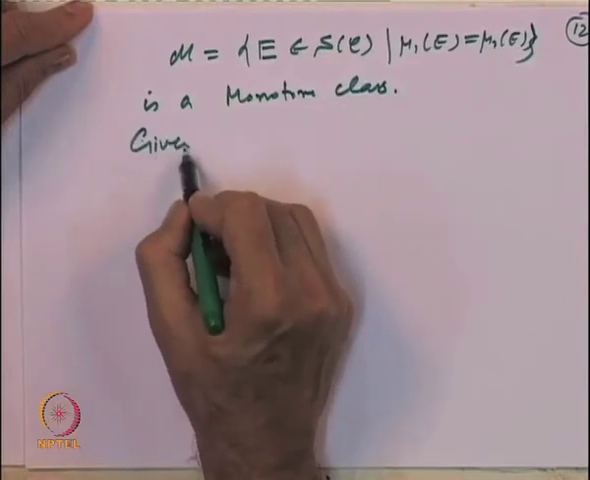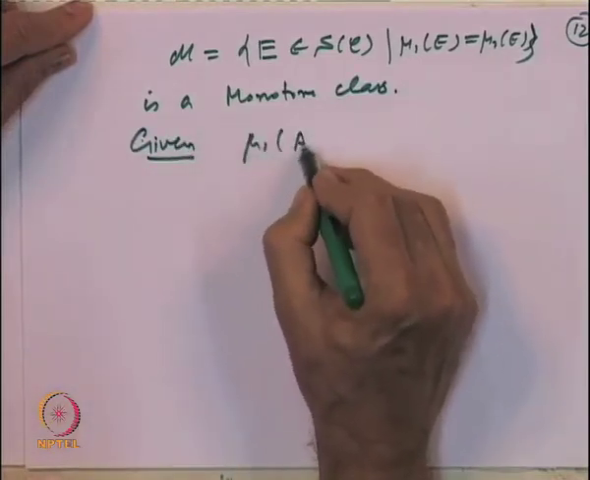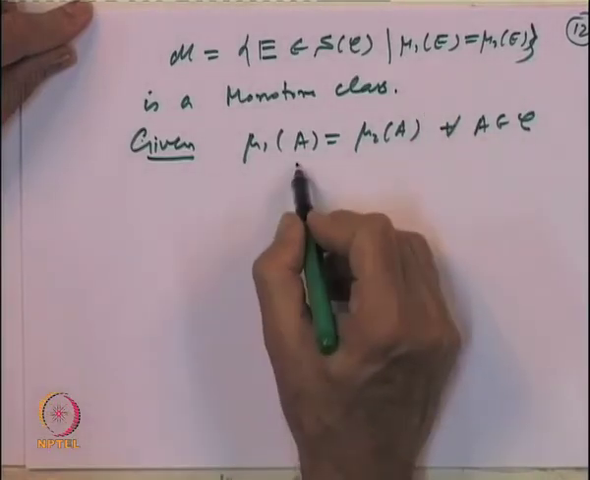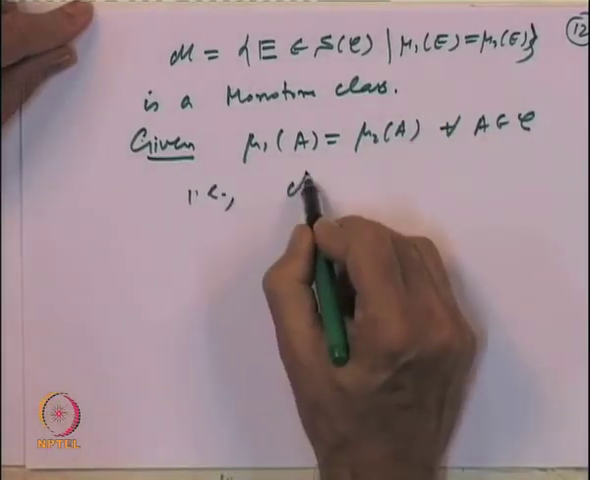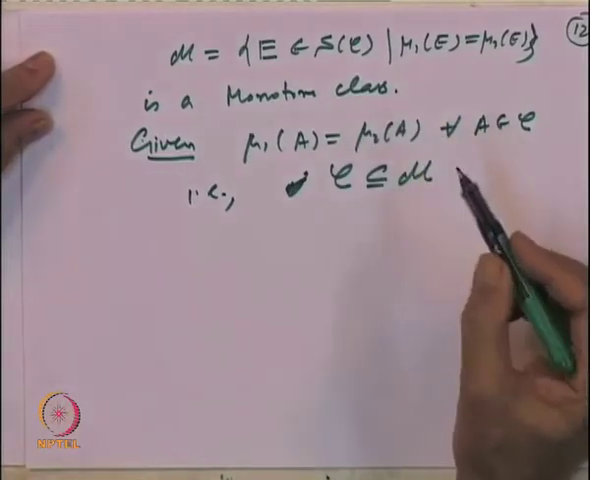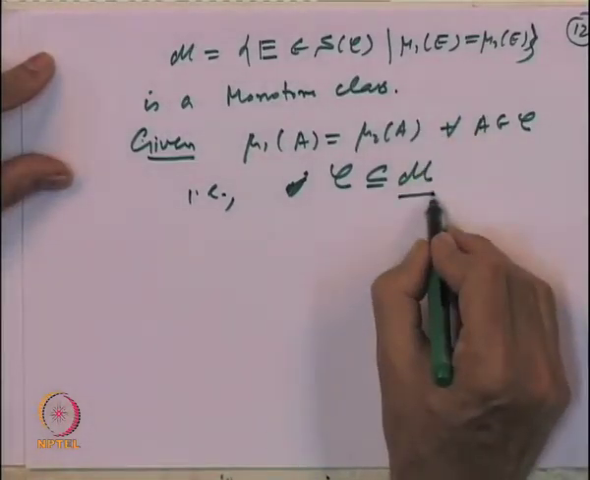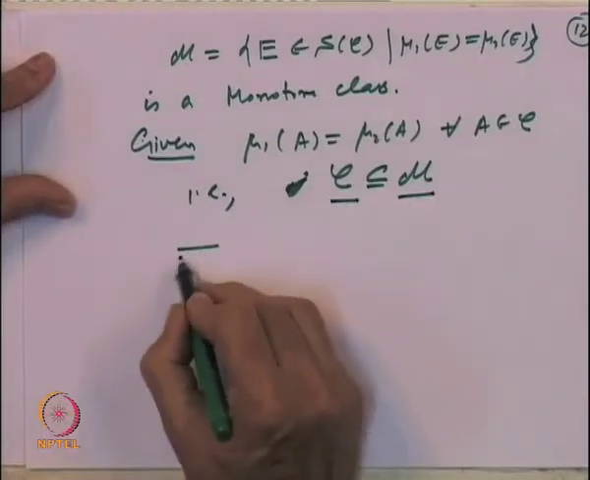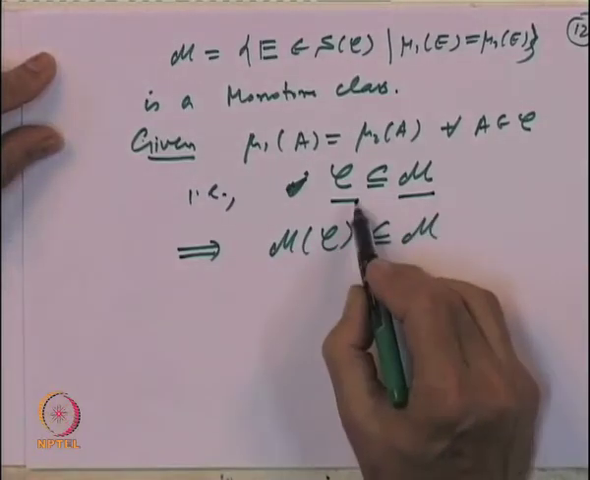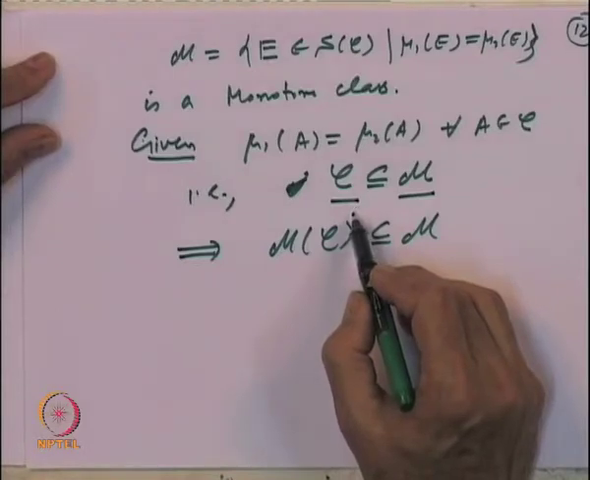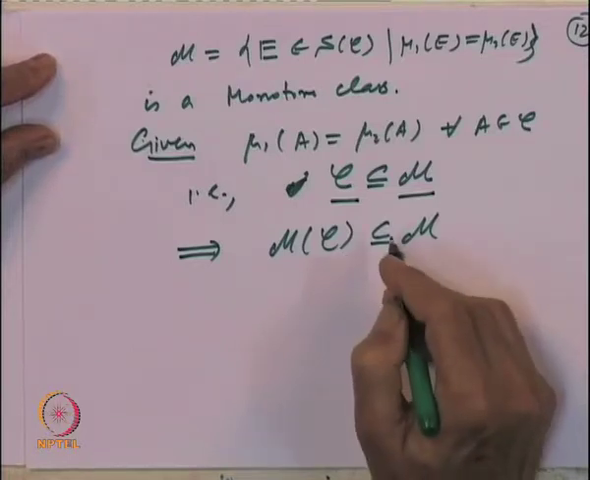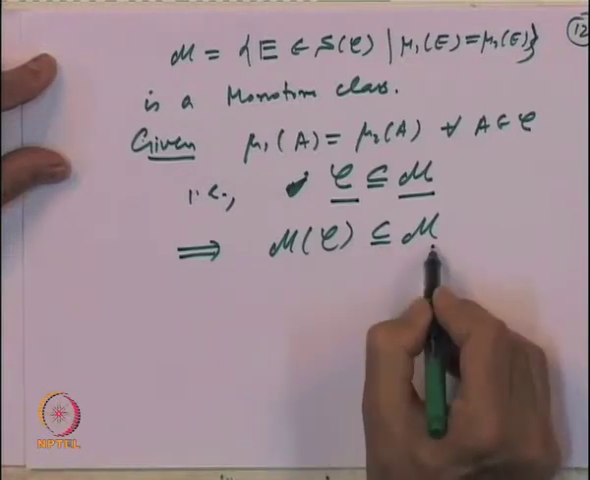And we are given that mu 1 of A equals mu 2 of A for every A belonging to C. So, what does that mean? An equivalent way of stating that is saying that the collection C is inside the collection M. So, that is what it means by the very definition. So, M is a monotone class, C is inside it. So, that implies that the monotone class generated by C must be inside M. Because recall, what is the monotone class generated by a collection C of subsets? It is the smallest monotone class of subsets of X which includes C. Being the smallest, it must be inside it.